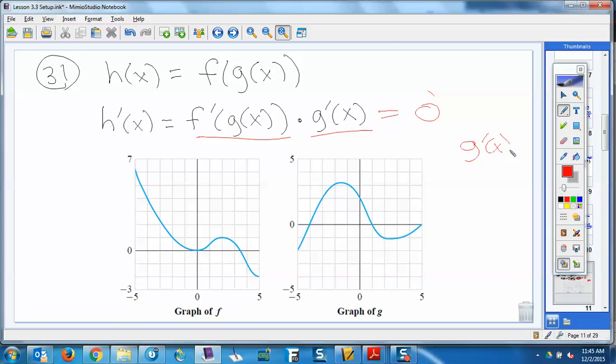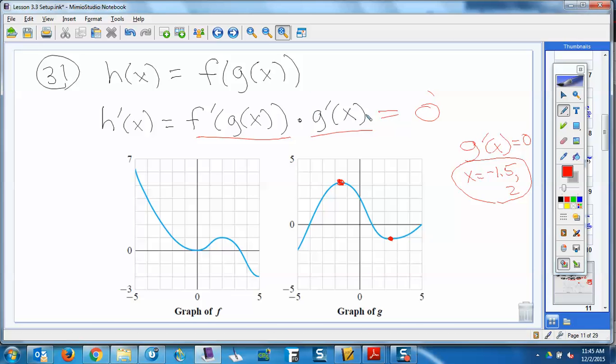Where is g prime of x 0? Well, here's the g graph. Where's this one? Did it say it's in between there? Yeah, it's hard to kind of see. So is this one at what? Negative 1.5? So it looks like at negative 1.5 and at 2 is where g prime would be 0, right? The slope would be 0 on the g graph.